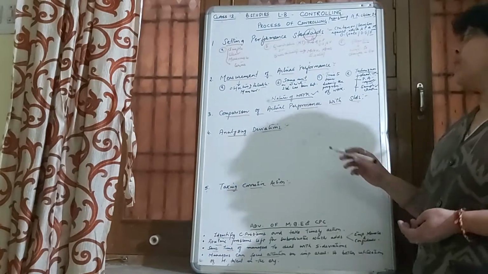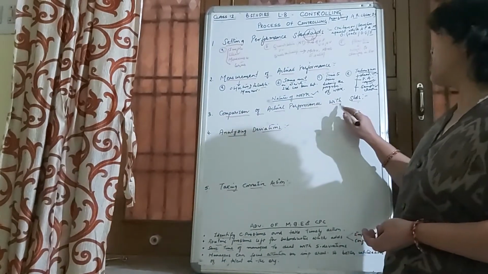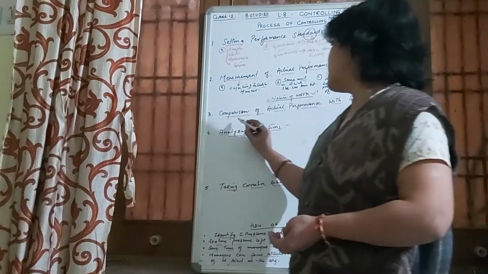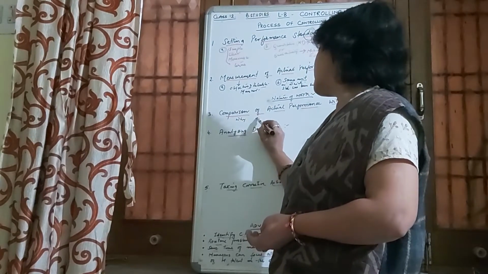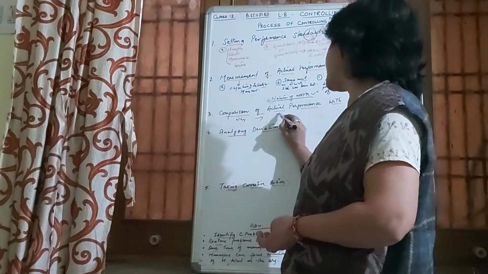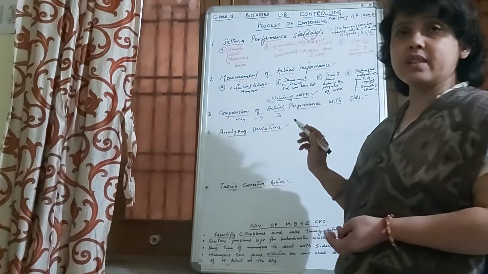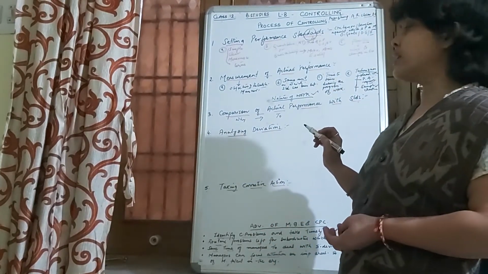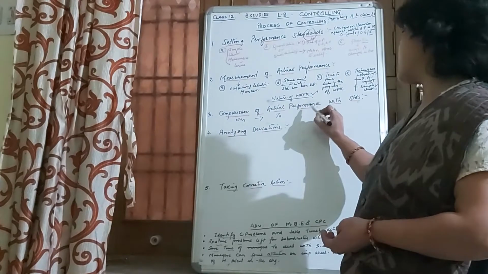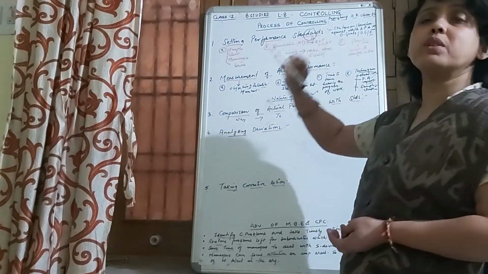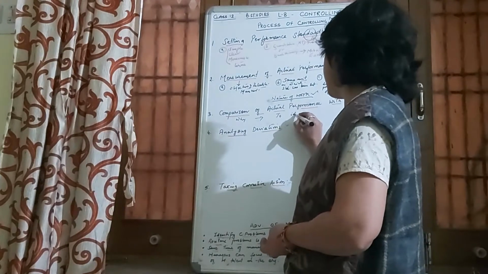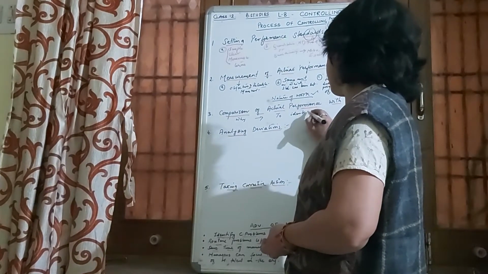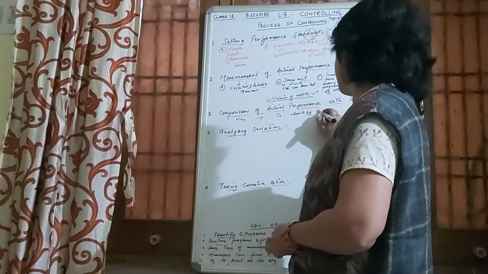Why is there a comparison of actual performance with standard performance? Why? To identify deviation. Sometimes this is asked in the 1 mark question also. Why is there a need for comparison of actual performance with standard performance in controlling? To identify deviation. Very important.